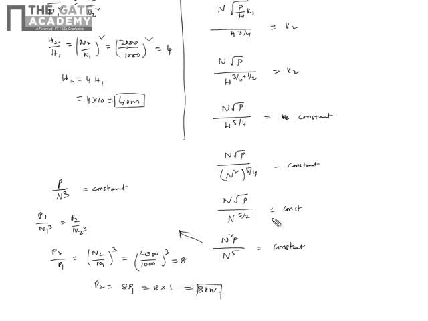So 8 kilowatt is the new power at 2000 rpm, the power which it will be expected to consume, and head is 40 meters. So looking at the options, the answer is option D.